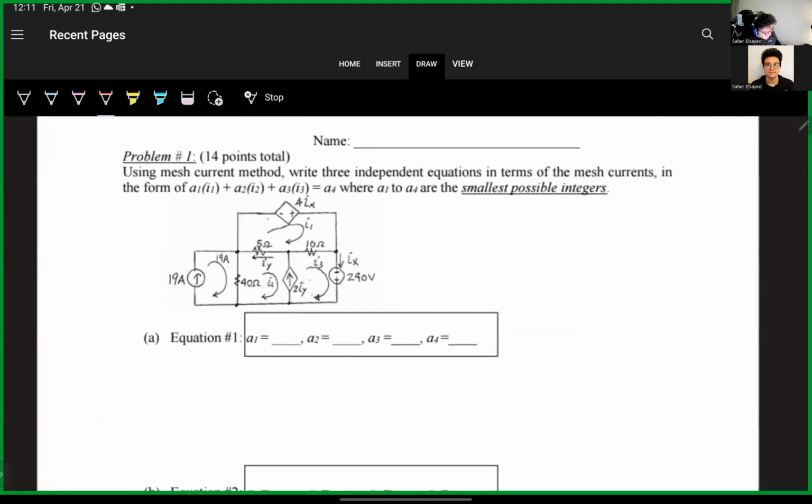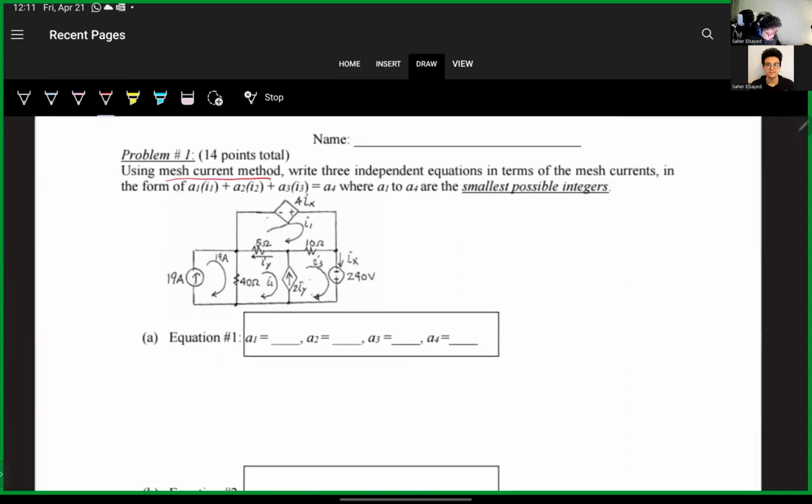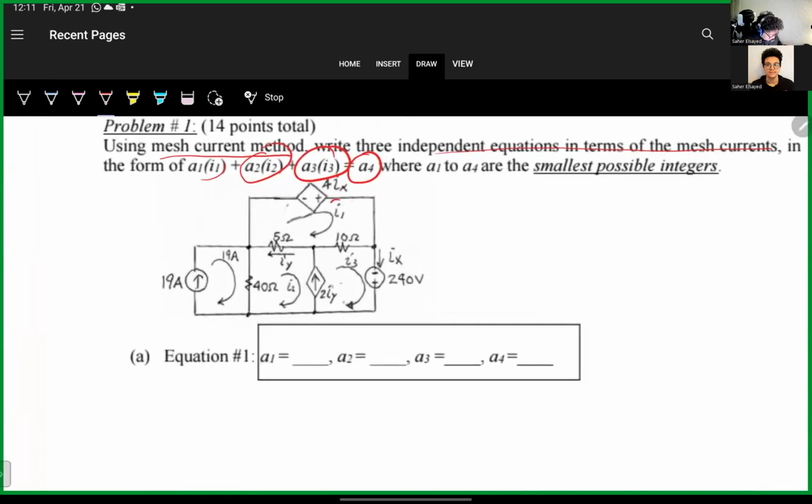This one is simply saying use mesh current method, write three independent equations in terms of mesh currents: A1 I1, A2 I2, A3 I3 equal to A4. Okay. So this is my I1.